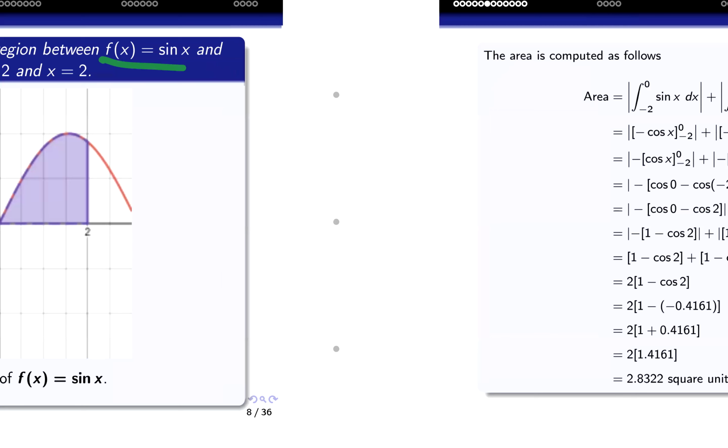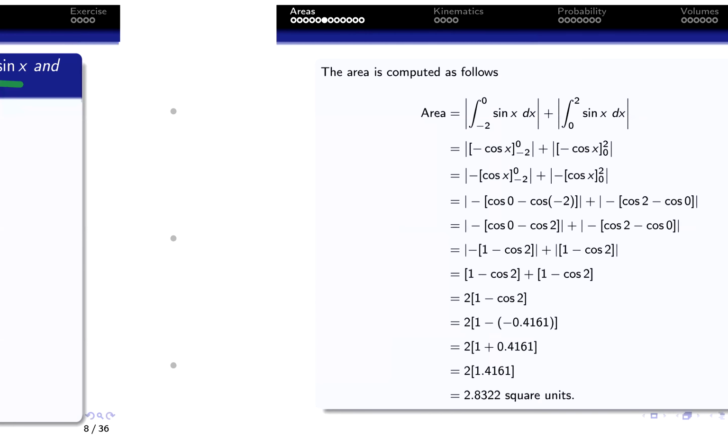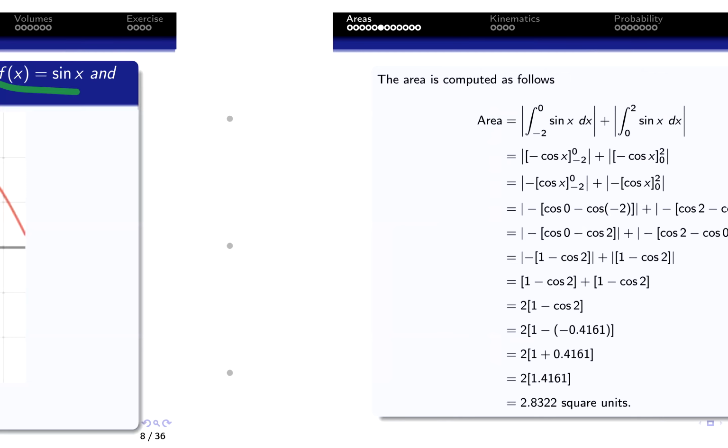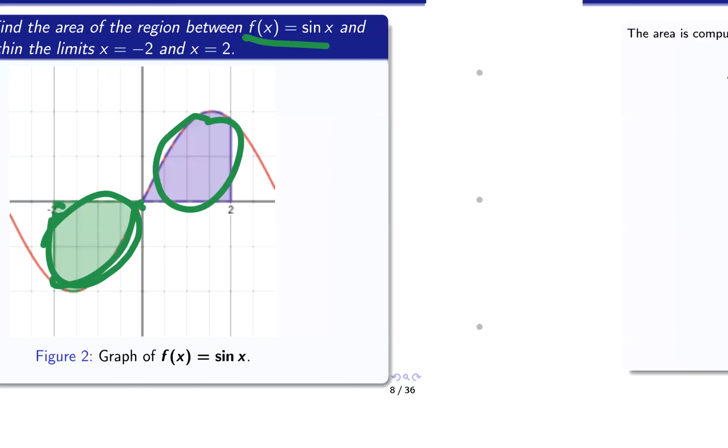You see that the green region is between minus 2 and 0, right? So you say integral from minus 2 to 0 of sine x dx, because it is still sine x. So this is an area on its own, and this is another area on its own. You have to do the two and add them together, because they do not overlap. We are going to see cases where things overlap, and then we have to separate those accordingly.